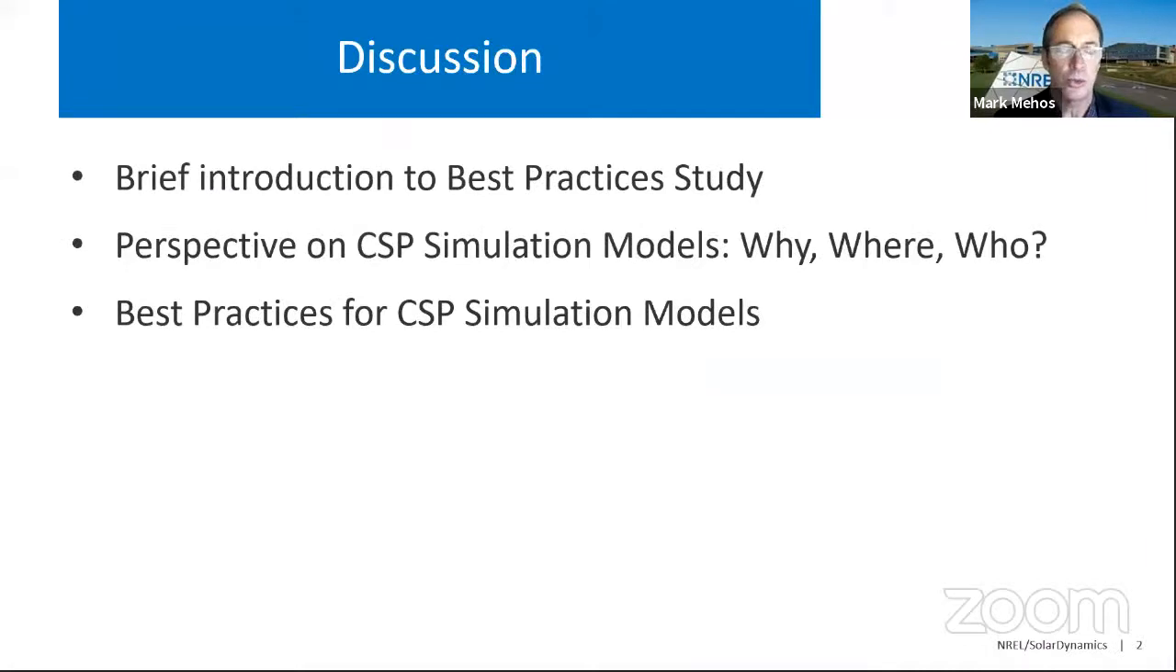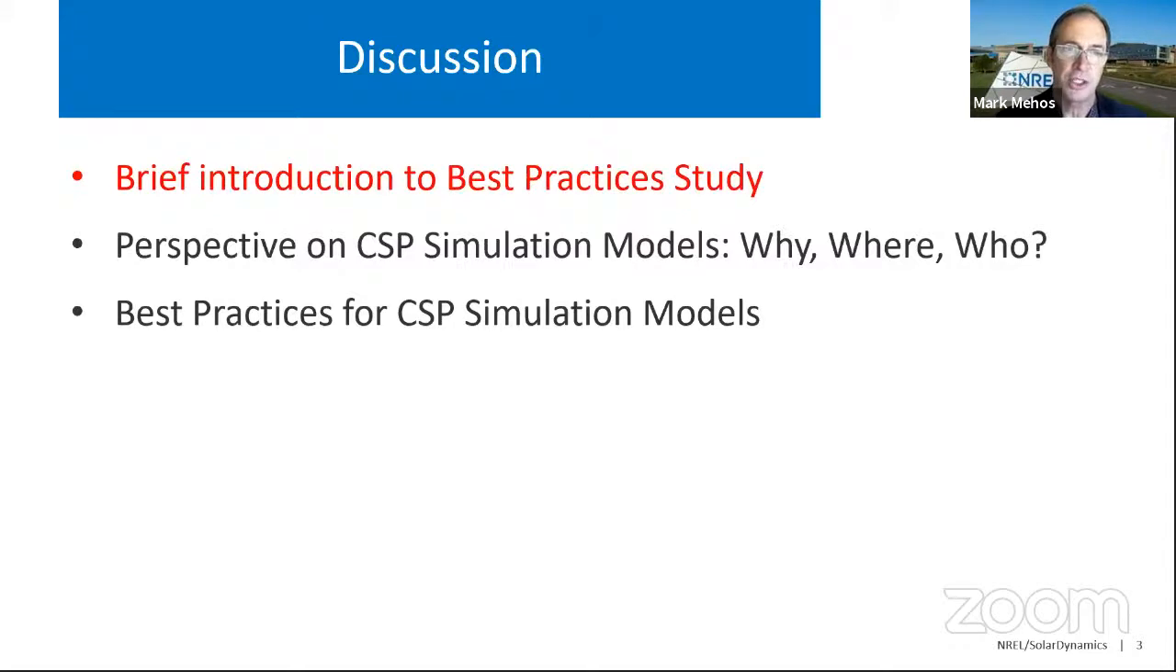Over the next 10 minutes or so, I'll provide a brief introduction to the study. I'll give my perspectives on simulation models. Why are they important? Where are they important? Who are they important to? And then I'll provide some guidance on best practices for these models.